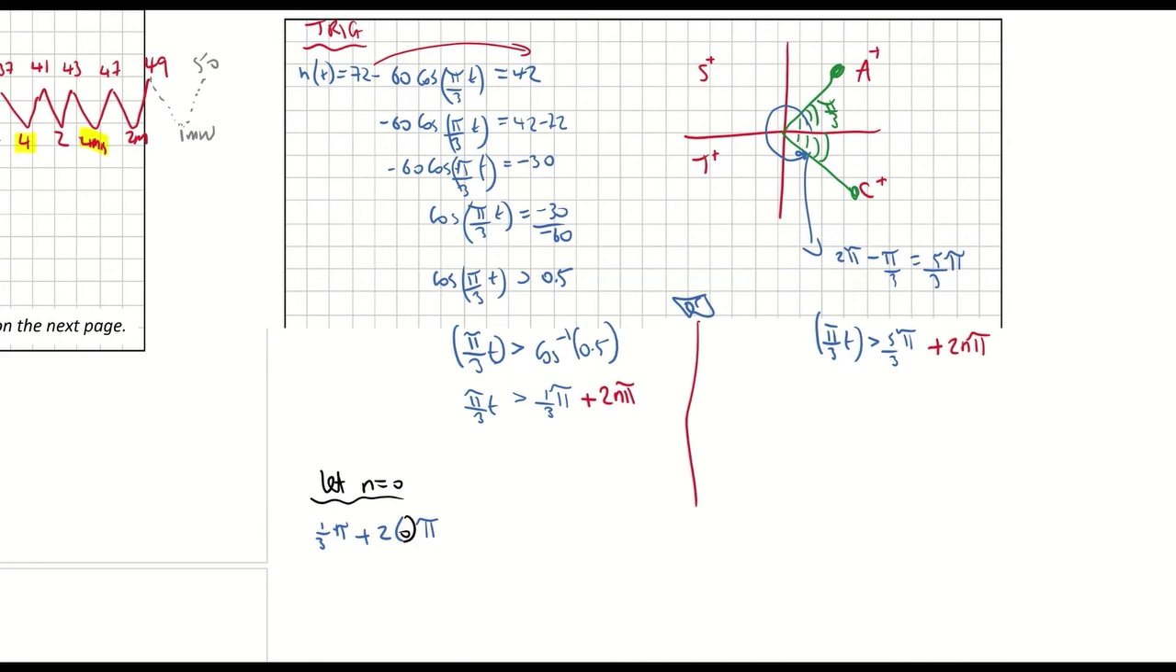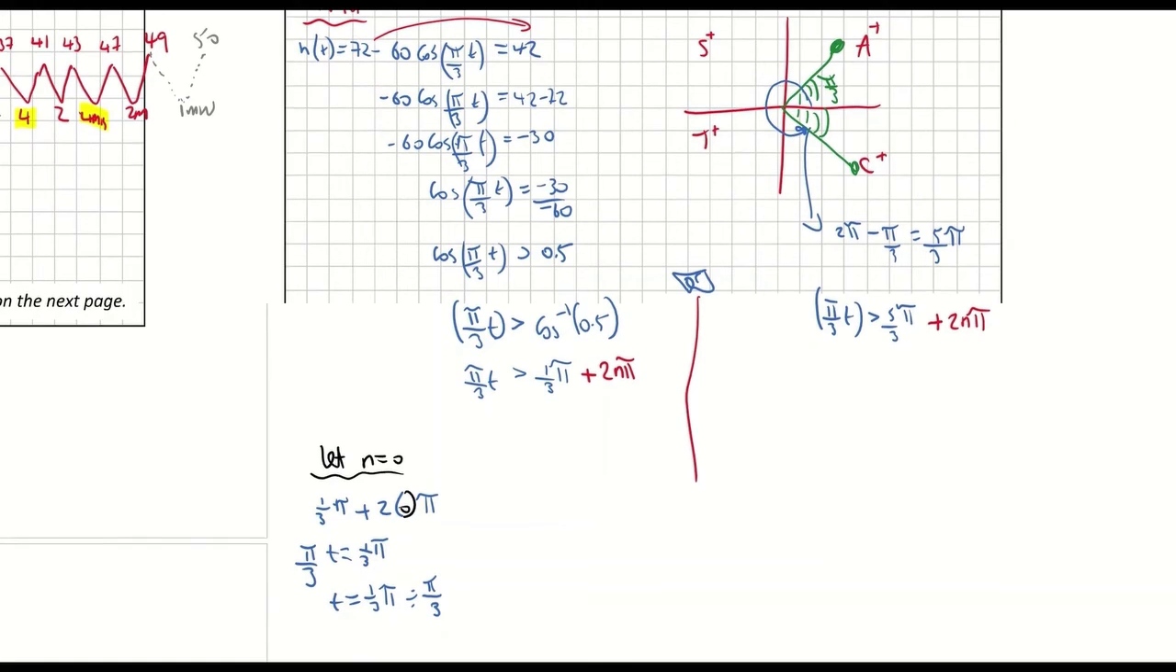Working that out in my calculator now, sorry, that's pi over 3t, I should say. So pi over 3t is equal to 1 over 3 pi. To get t on its own, I divide across by pi over 3, which is giving me a value of t when n is equal to 0 of 1. So t is equal to 1.